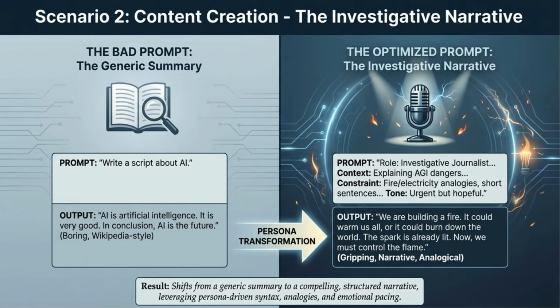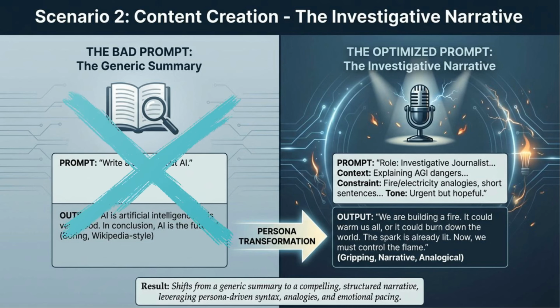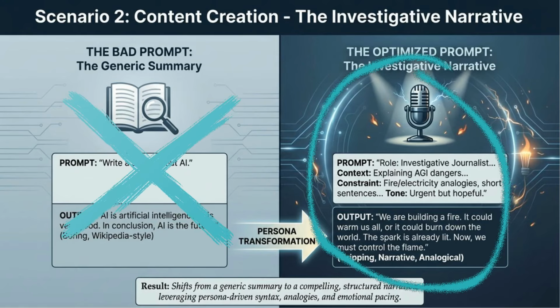Scenario 2. Content creation. Let's say you are writing a script for a video, maybe even one like this. The bad prompt. Write a script about AI. You will get a Wikipedia summary. AI is artificial intelligence. It is very good. In conclusion, AI is the future. Boring.